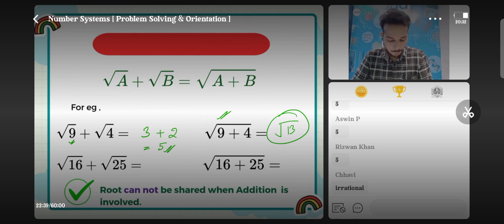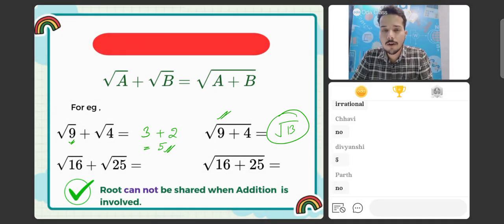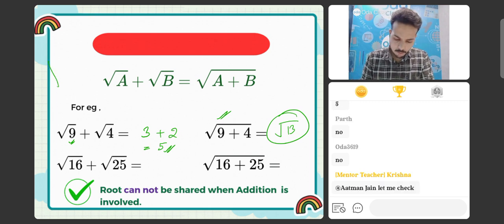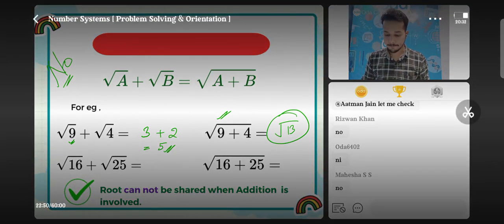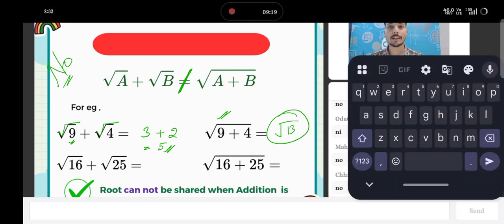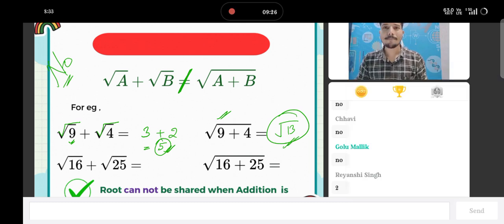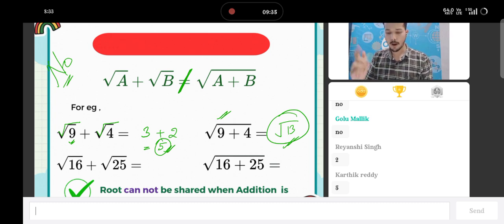Are they equal? Is root 13 and 5 equal to each other? No. Students, this is how mathematics tells us that you are doing something incorrect. If I have root 9 plus root 4, I cannot write root on the entire thing. Because if you do so, you can prove that 5 and root 13 are equal. Are you getting it, everyone? So root cannot be distributed in the case of addition. Understood? Let us try one more now.